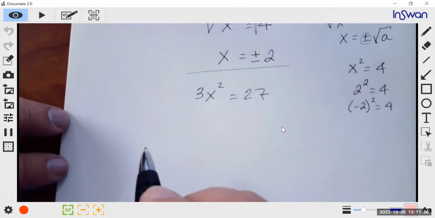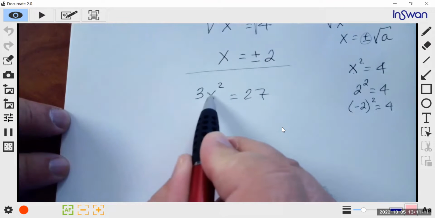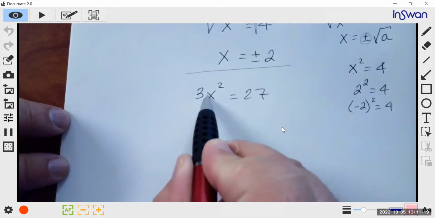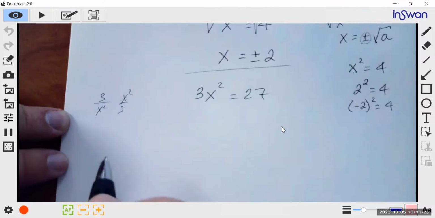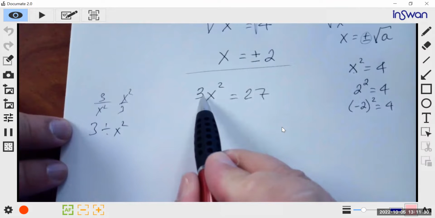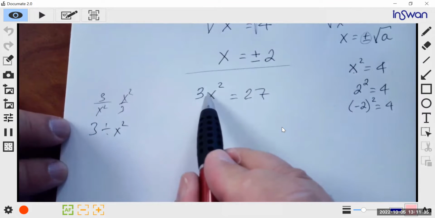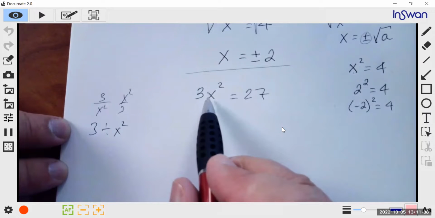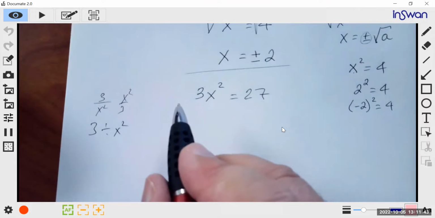The 3. How? It's not. How is it connected? Is it addition, subtraction, multiplication, or division? It's multiplication. Division would be 3 divided by x squared, or x squared divided by 3. There's no sign between there. Since there's no sign, it's automatically multiplied. There's no plus, no minus, no division. So it's automatically multiplication. Since this is multiplied, to get rid of 3, what's the opposite of multiplication?